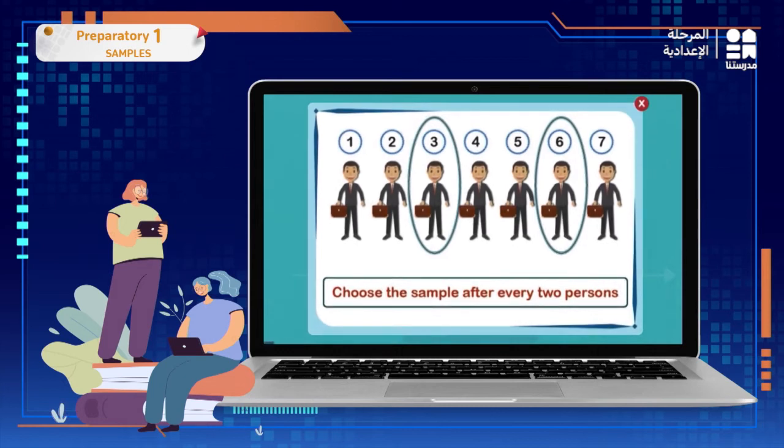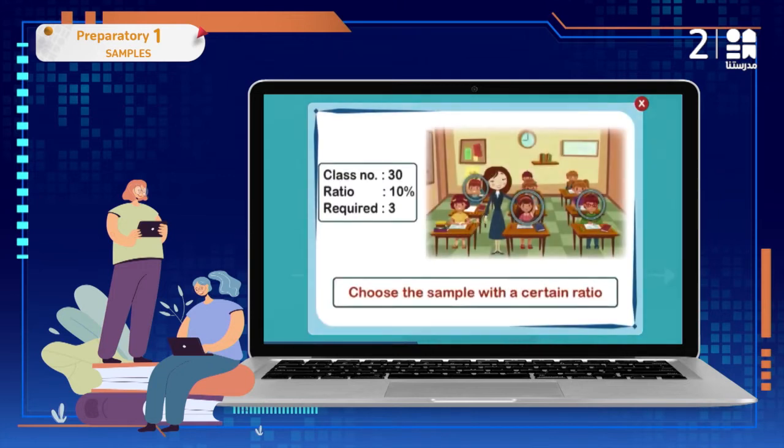Here is the systematic sample, where we can select a sample by applying a certain system or method. For example, the person must be chosen after two unselected persons. Systematic sample can be applied also by a specific ratio. Thus, if there is a class consisting of 30 students and the required systematic sample is 10%, this means we would choose 3 students. But according to a certain rule, like we can take 10th, 20th, or 30th.